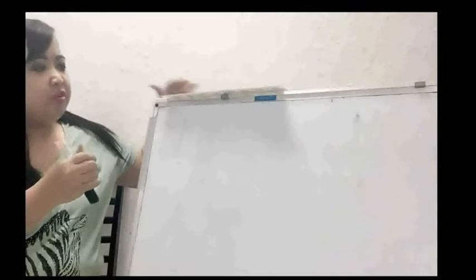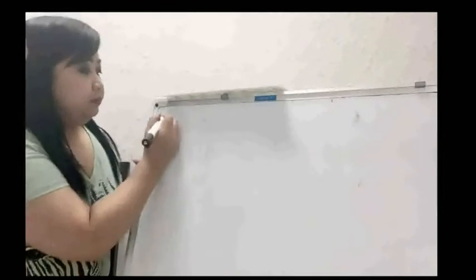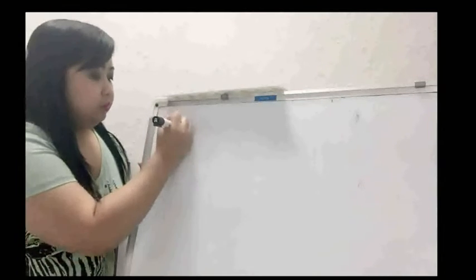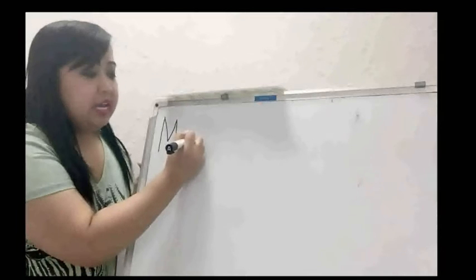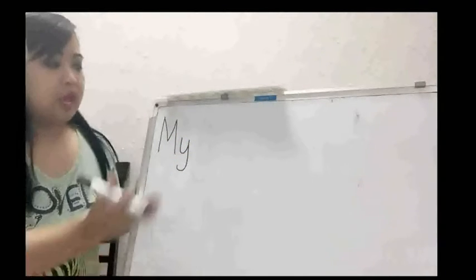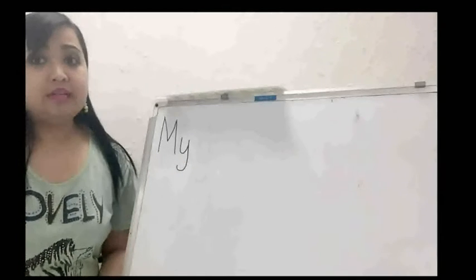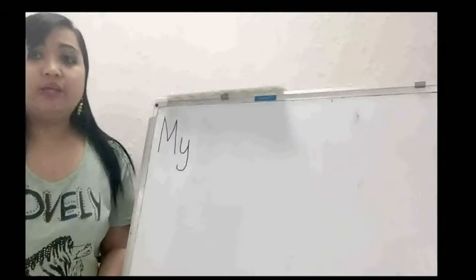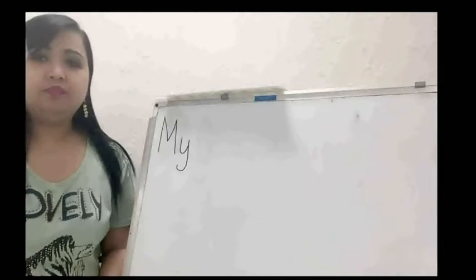Now I'm going to write the word my. Now I'm going to start with a capital letter. Now remember your y? It's a cup and a possum tail. My. The next word that we need to write is red. My red apple is small.